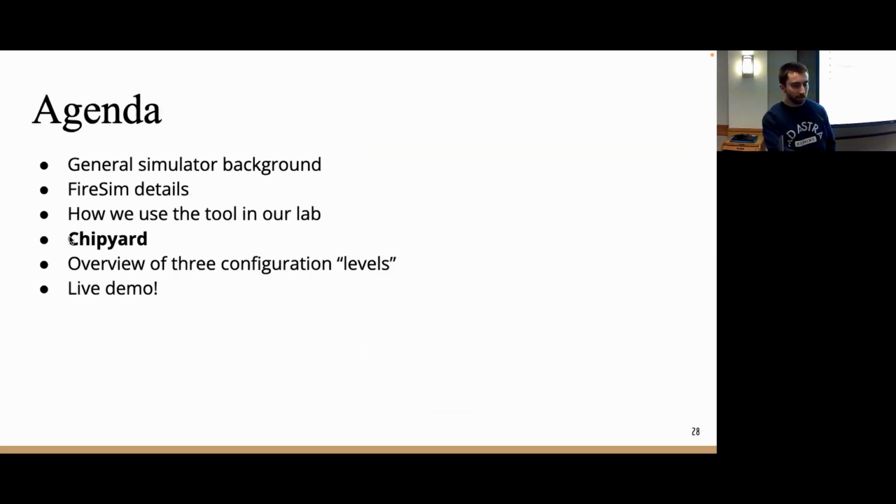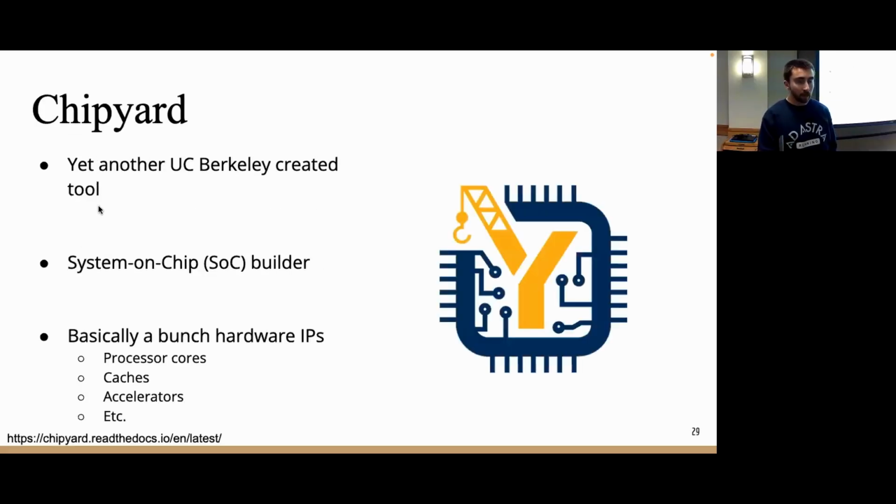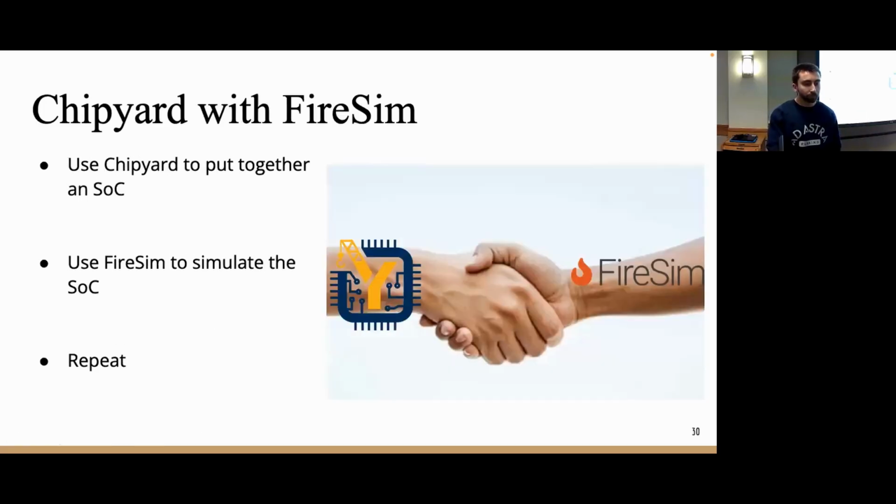There's this other thing that I haven't really mentioned yet, but it exists under FireSim. When you talk about FireSim, you're also talking about this thing called Chipyard, essentially. It's another UC Berkeley tool, so thank you, UC Berkeley, for all these tools. Basically it's a system on chip builder, and you can think of it just as a library with a bunch of hardware IPs. So it has your processor cores, caches, accelerators, it handles all of the buses, memory simulation, everything. It gives you everything out of the box, batteries included, as they say.